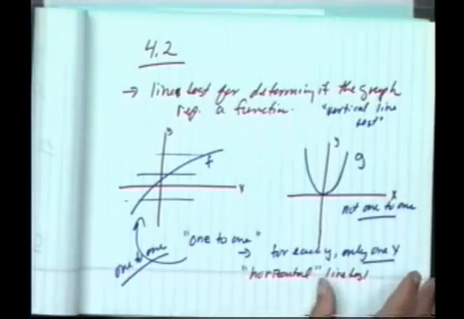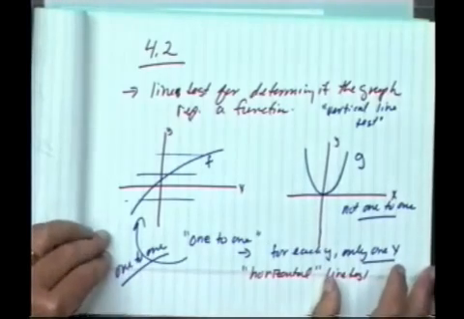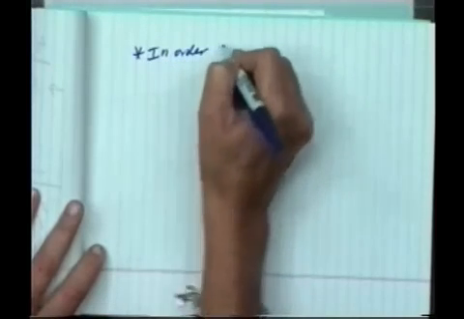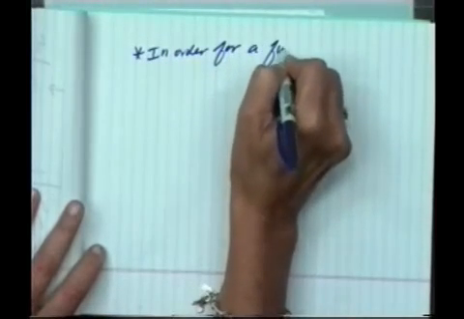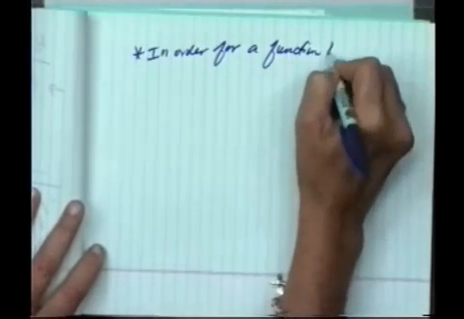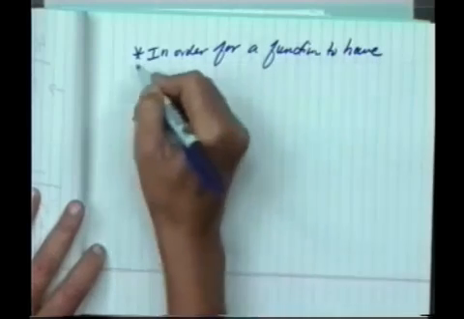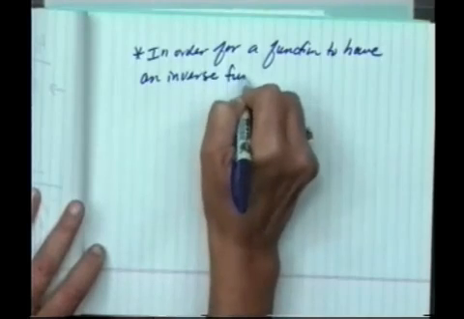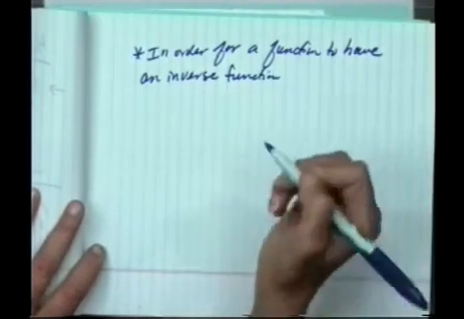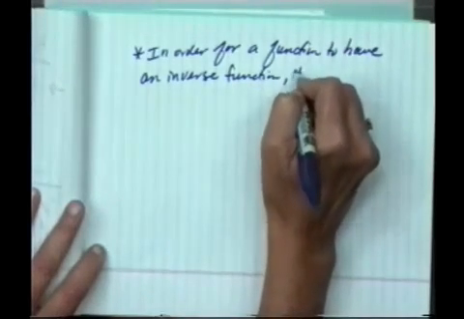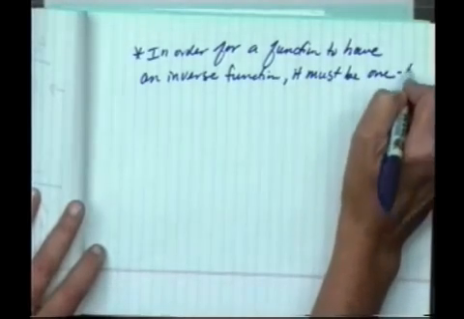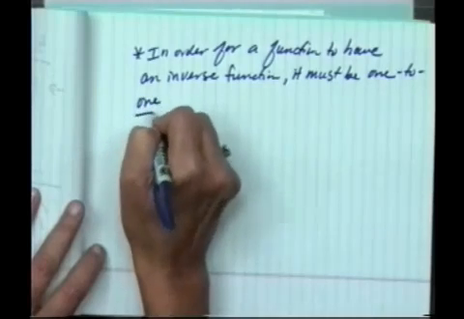Now, why is this important? Well, because we want to talk about inverse functions. So here's the rule. In order for a function to have an inverse which is a function, it must be 1 to 1.